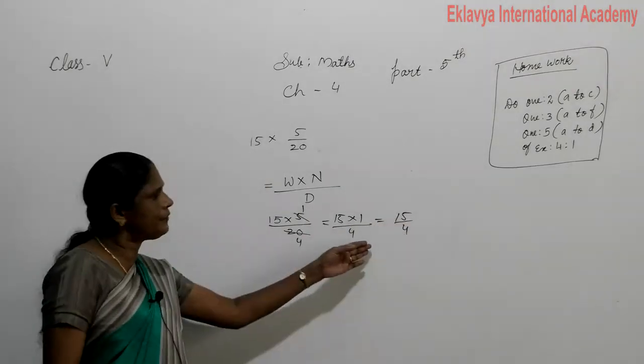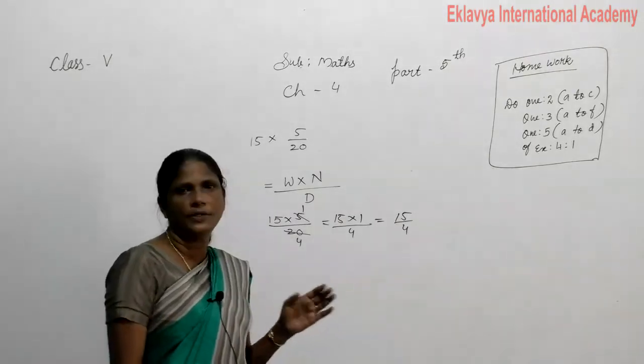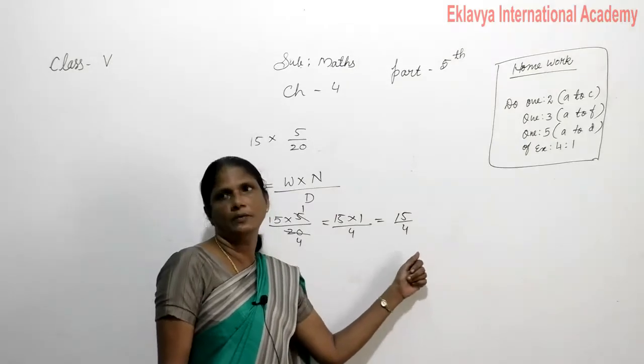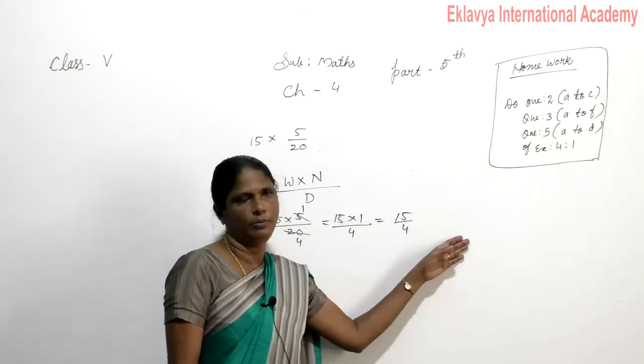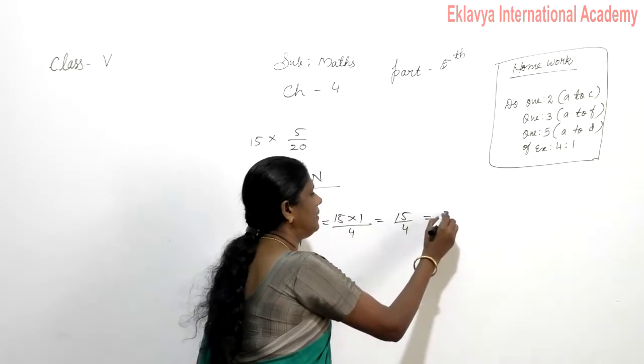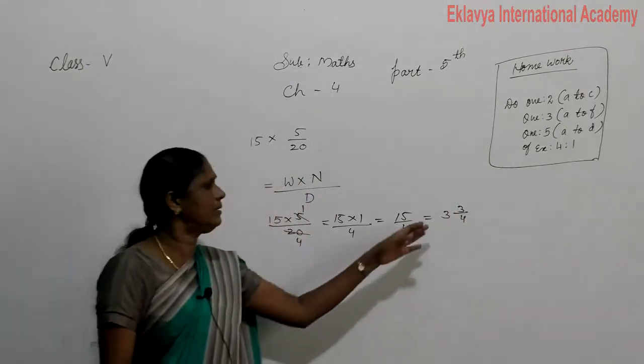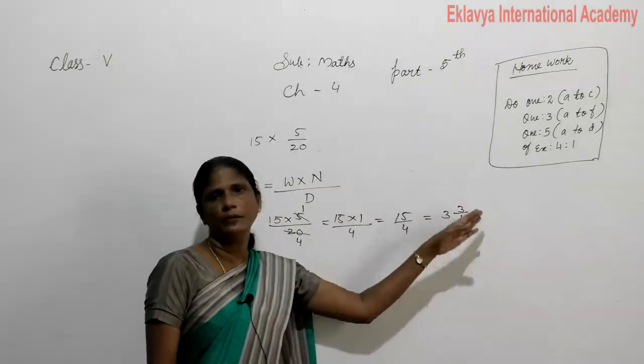Okay. Now which fraction is this? Improper fraction. First we convert the improper fraction into a mixed fraction. Then what is our answer? 3 3 by 4.